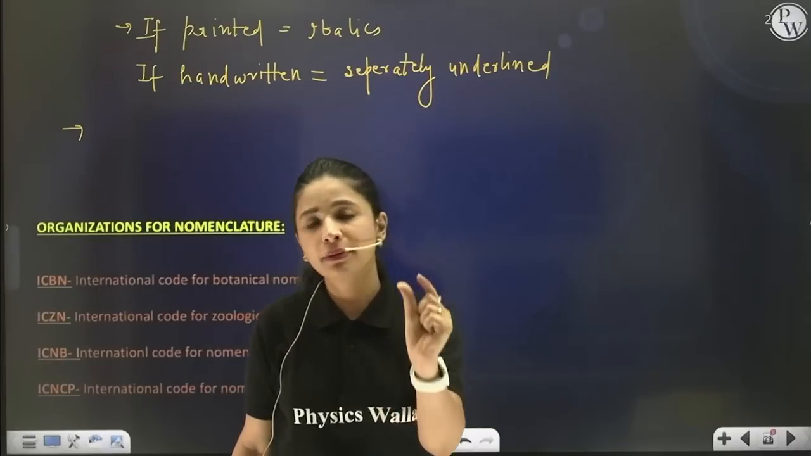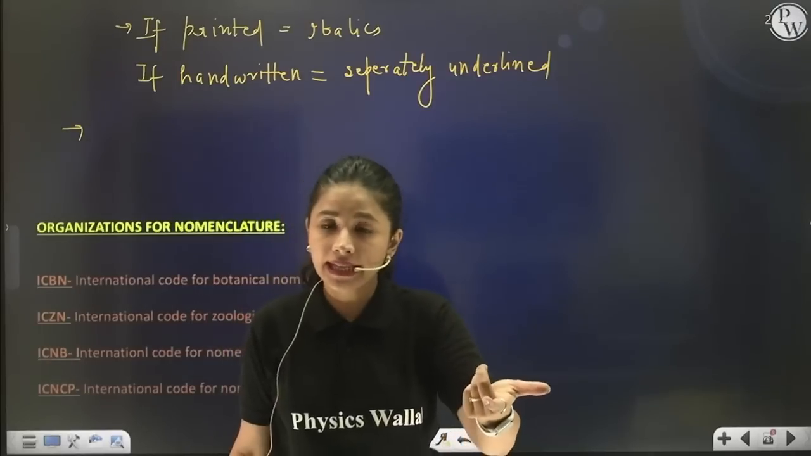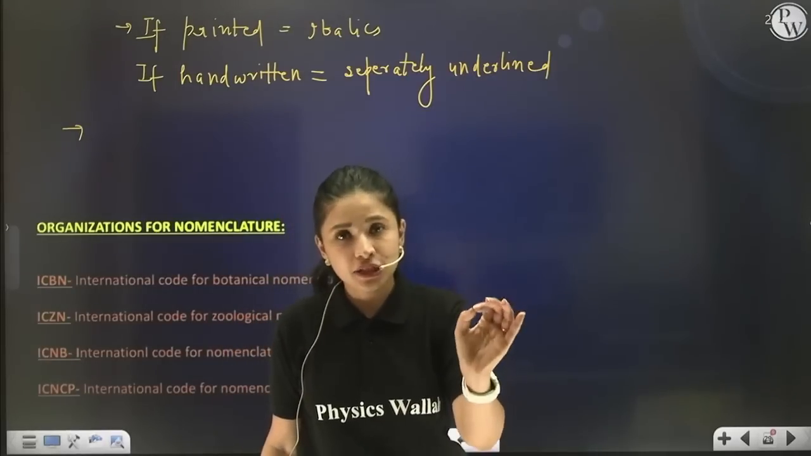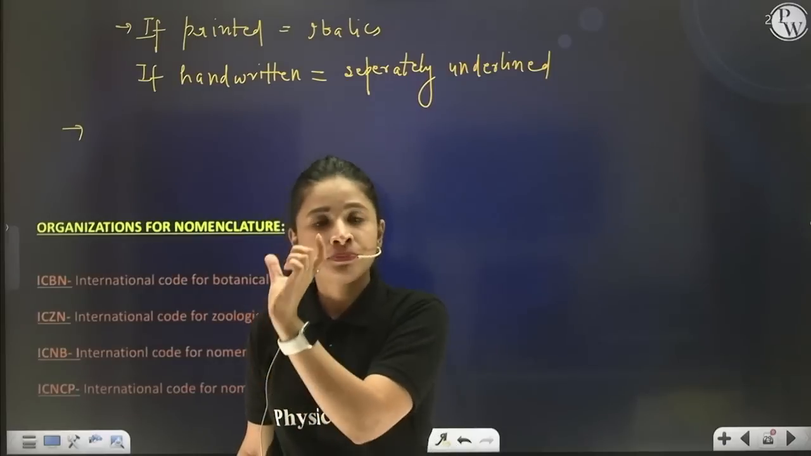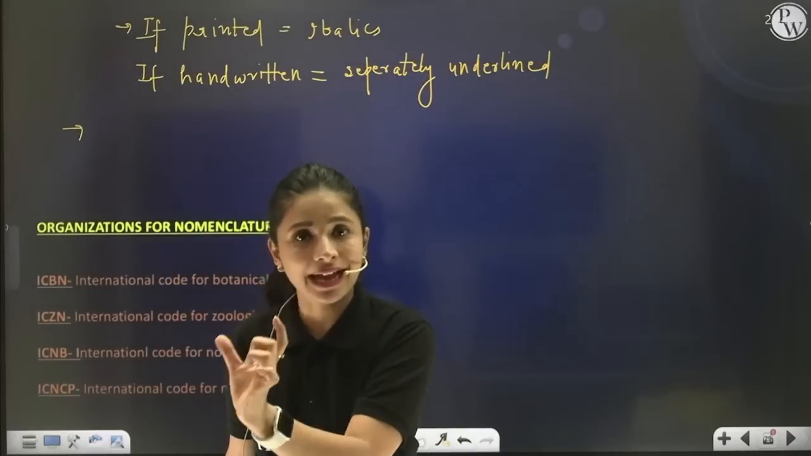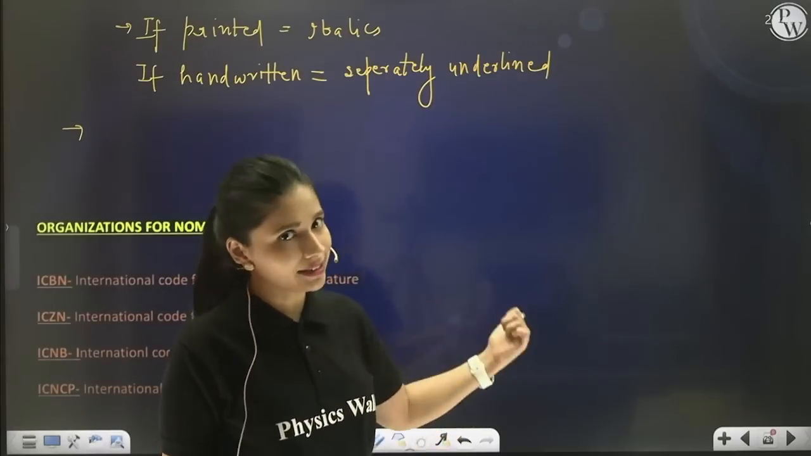The abbreviation of Linnaeus is Lin. So how will you now say the name of mango? Mangifera indica Lin. Lin tells you that it was discovered by scientist Linnaeus. Correct? So we can do this as well. We can write this rule as well.